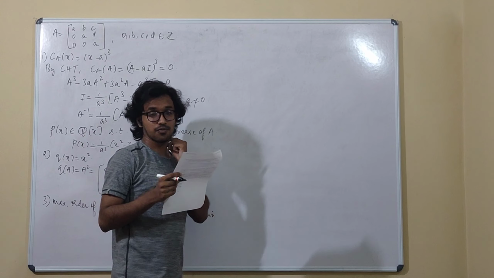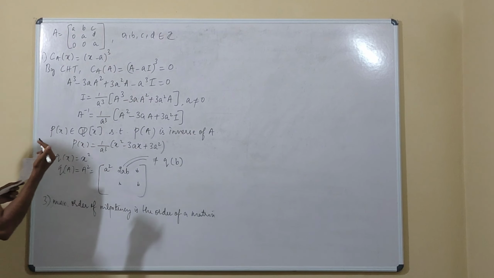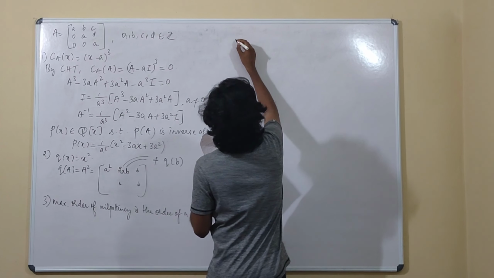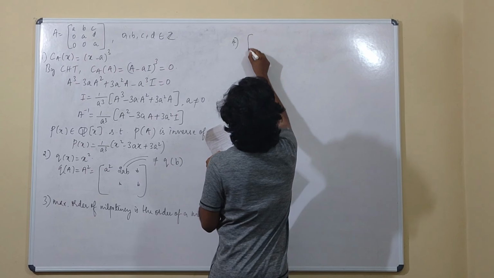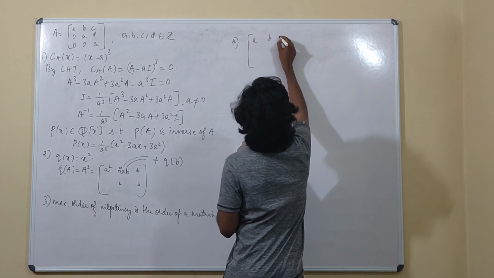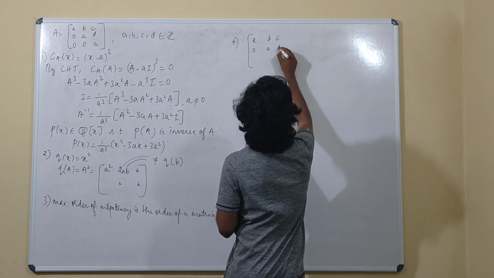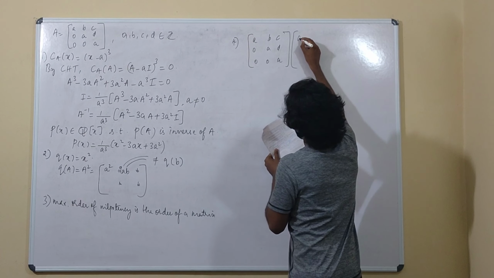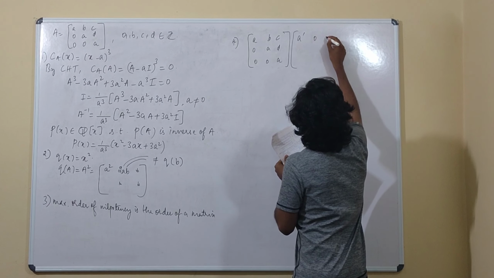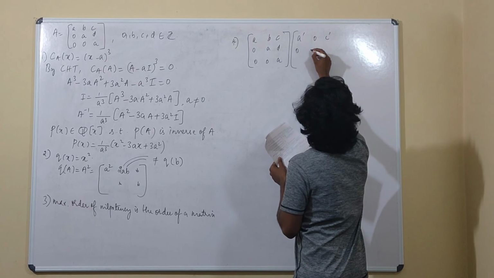Okay. Option 4, we are asked to check whether A commutes with every matrix of this form. So we have our A, which is a, b, c, 0, a, d and 0, 0, a, and this is commuting with some matrix of the form a prime, 0, c prime, 0.